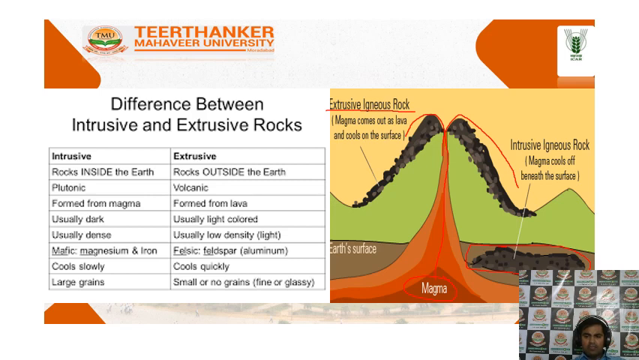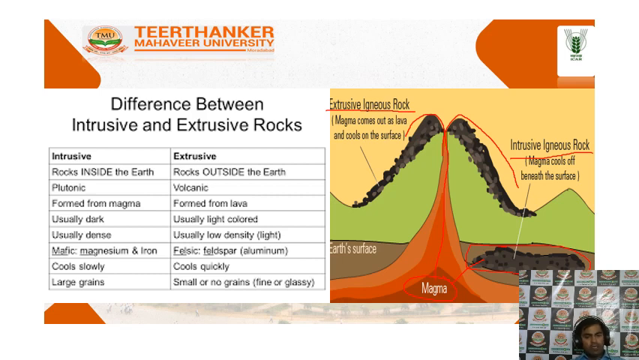And some magma does not come above the surface. It is cooled slowly within the earth. So that is known as intrusive igneous rock, and this one is known as extrusive. So what is the basic difference between intrusive and extrusive igneous rocks? Intrusive rocks form inside the earth, extrusive rocks form outside the earth. Here you can see this is the outside and this one is inside the earth.